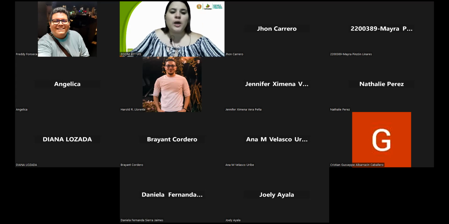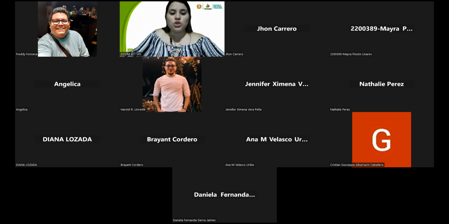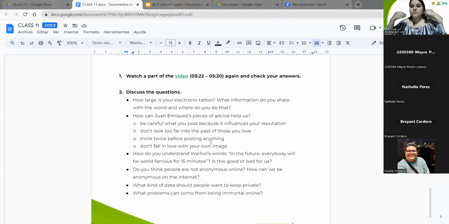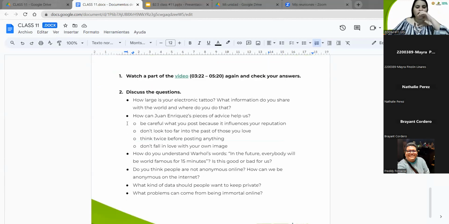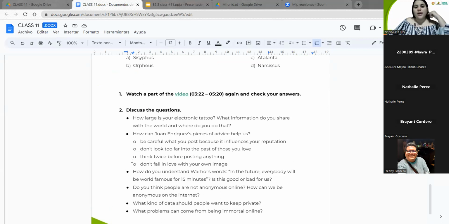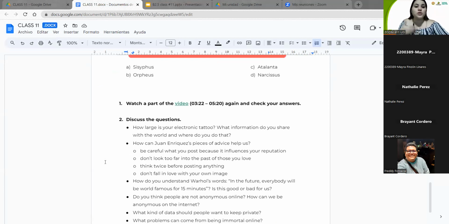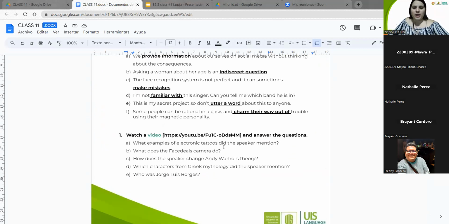Okay, so we're going to do the exercise now in the second part of the session. We are going to work in groups. The first part, you are going to watch a video, and then based on that video you are going to answer some questions. Then you in groups are going to discuss the characters from Greek mythology with one word and explain what the connection is. Then you are going to discuss the questions that are here. Let me share my screen with you. All right, here. So you are going to discuss these questions. We have 1, 2, 3, 4, 5, 6 questions, and everything will be based on the video, but also your personal opinion. So I am going to share this video so that all of you watch it here.